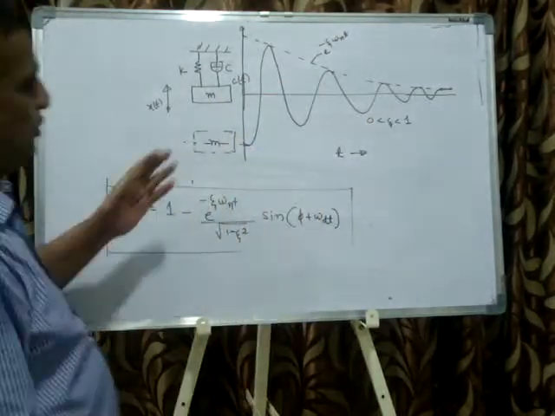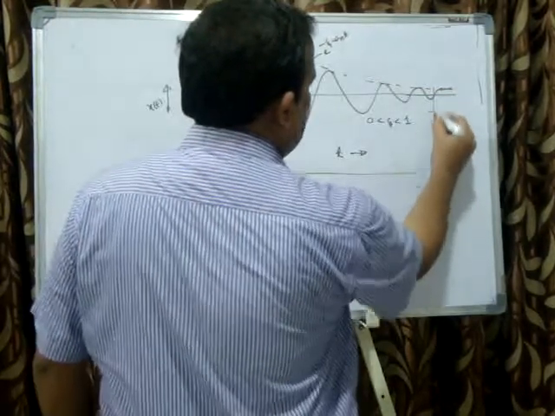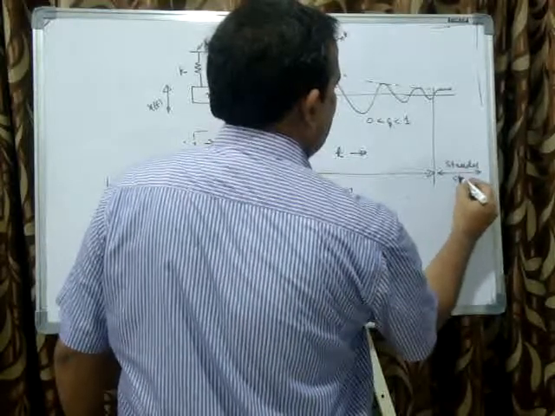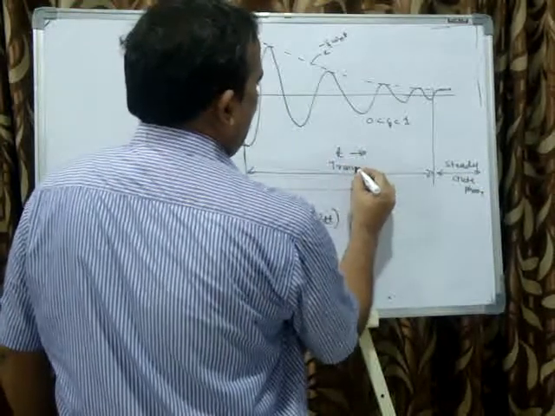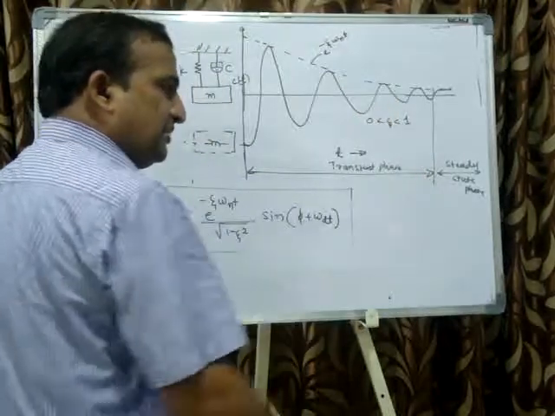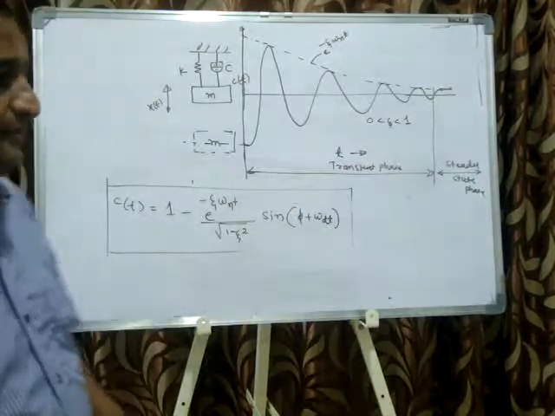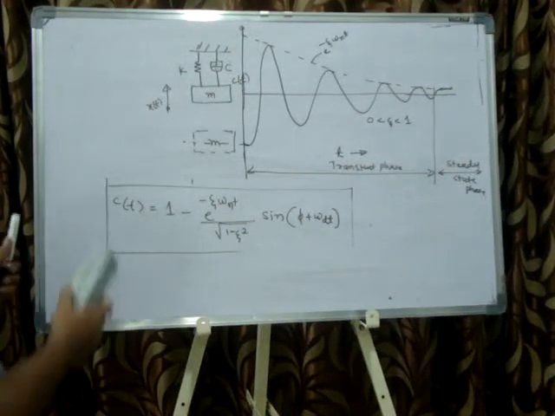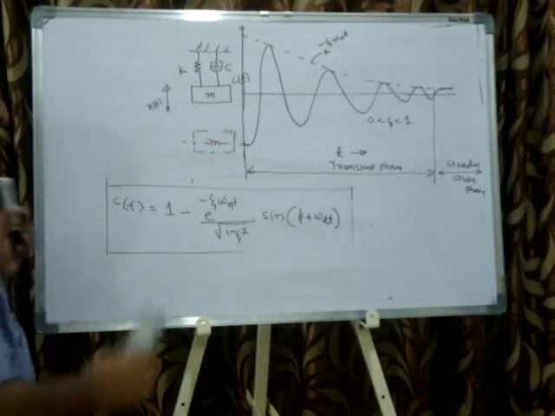Initially we have oscillations, and after a certain period, that is called the transient phase, and this is called the steady state phase. The transient phase may be 10 seconds, 20 seconds, 30 seconds, maximum 1 minute. After this the system will come to rest. So this is the very typical equation, called the time response of second order system for unit step input.